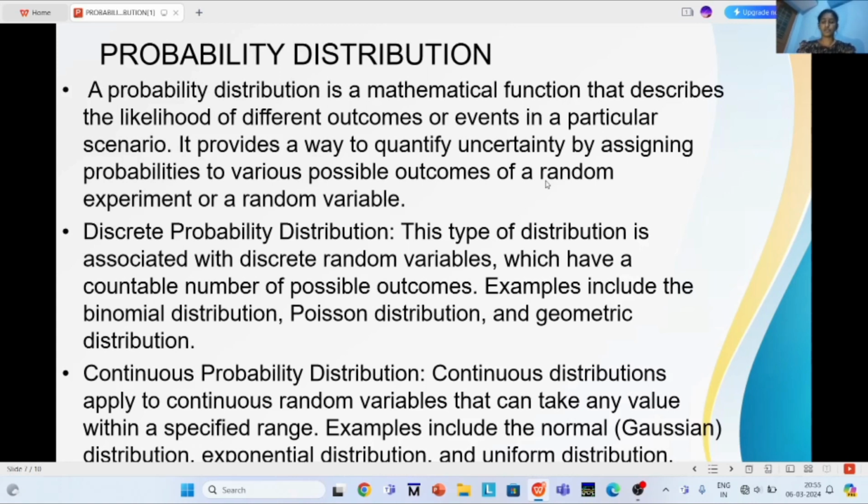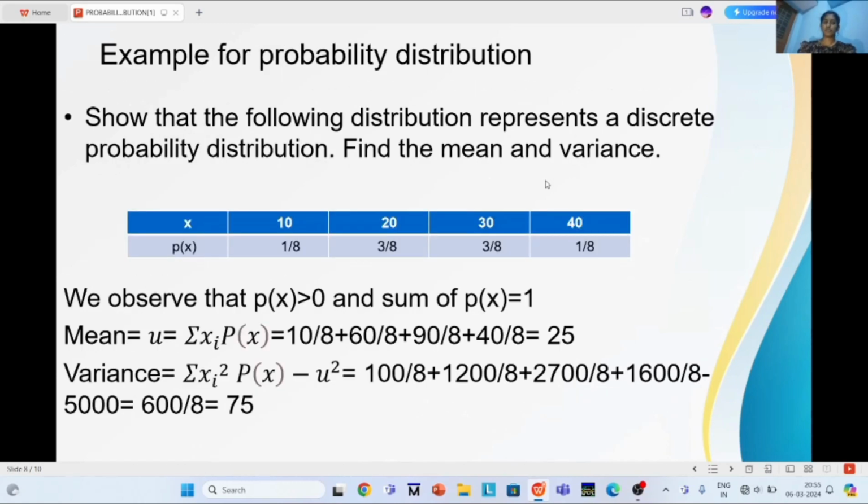Continuous probability distribution applies to continuous random variables that can take any value within a specified range. Examples include the normal or Gaussian distribution, exponential distribution and uniform distribution.